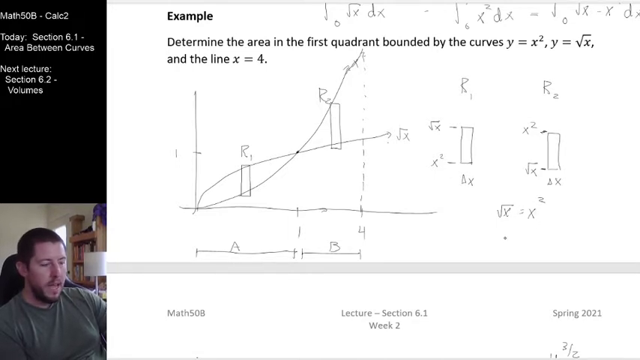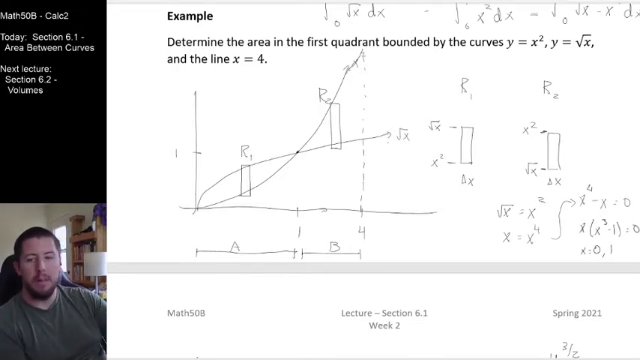I'm going to square both sides, and I'm going to get x equals x to the 4th. X to the 4th minus x equals 0. That gives me x times x cubed minus 1 equals 0. And that tells me that x equals 0 and x equals 1 are the two places where they will intersect. And we do see exactly that. 0 and 1 are the two intersection locations.